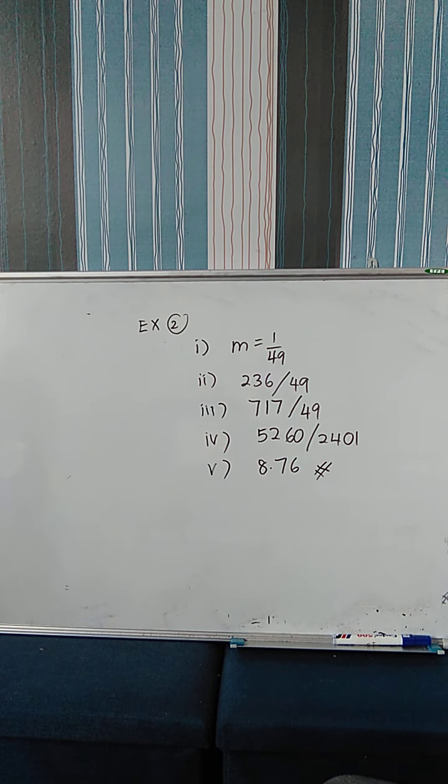Okay, so we finish chapter 7, discrete random variable. Okay, thank you.